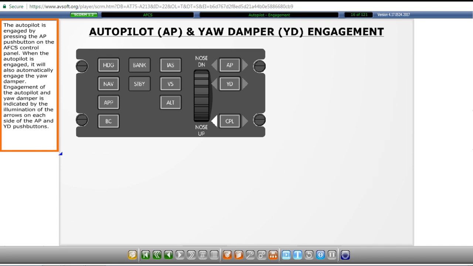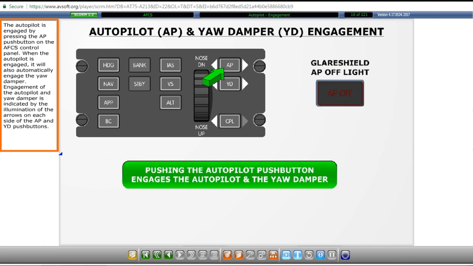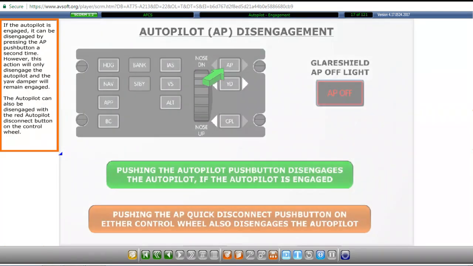The autopilot is engaged by pressing the autopilot push button on the AFCS control panel. When the autopilot is engaged, it will also automatically engage the yaw damper. Engagement of the autopilot and yaw damper is indicated by the illumination of the arrows on each side of the autopilot and yaw damper push buttons.